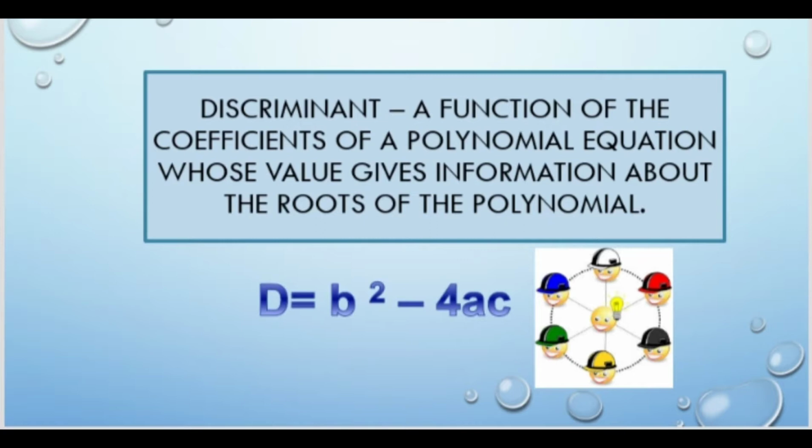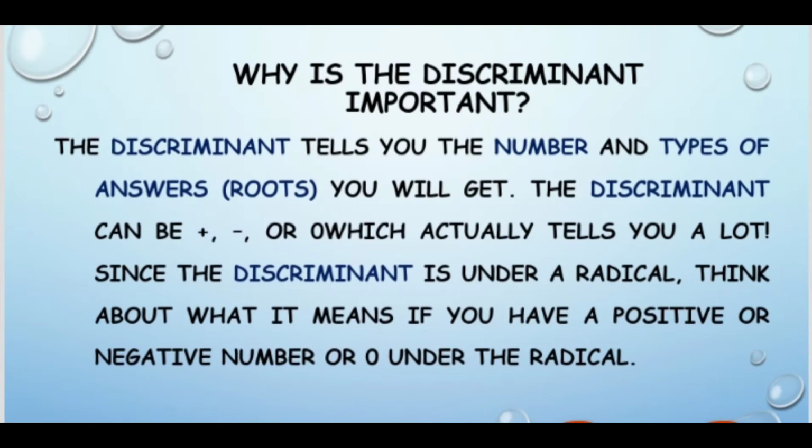The discriminant is a function of the coefficients of a polynomial equation whose value gives information about the roots of the polynomial. The discriminant tells you the number and types of answers or roots that you will get. The discriminant can be positive, negative, or zero, which actually tells you a lot. Let us consider these examples.